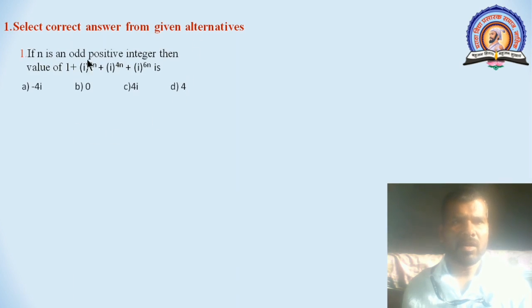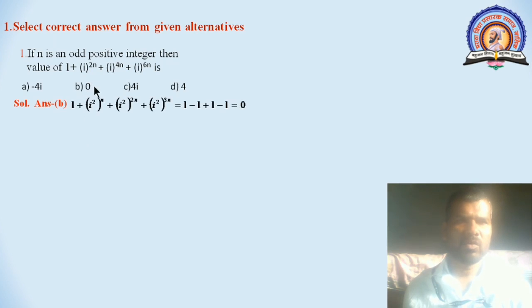If n is an odd positive integer, then the value of (1 plus i)^(2n) plus i^(4n) plus i^(6n) is: option A is minus 4i, B is 0, C is 4i, D is 4. The correct option is B, 0.